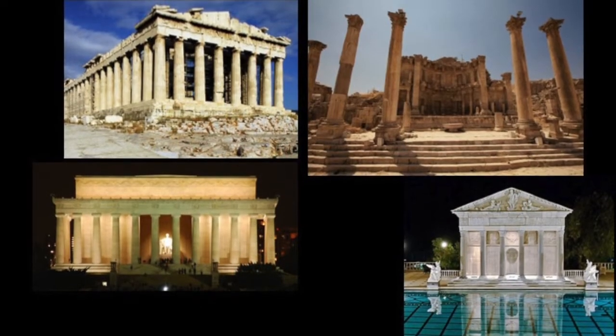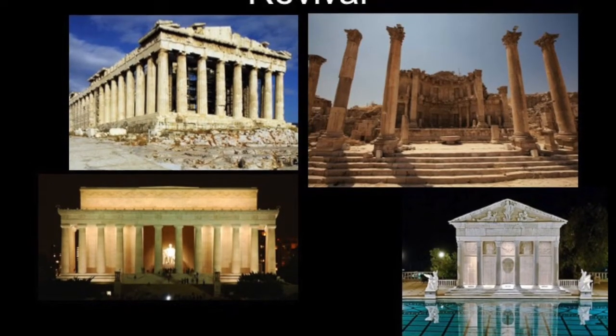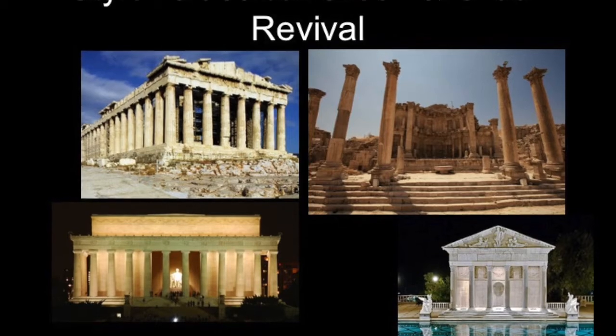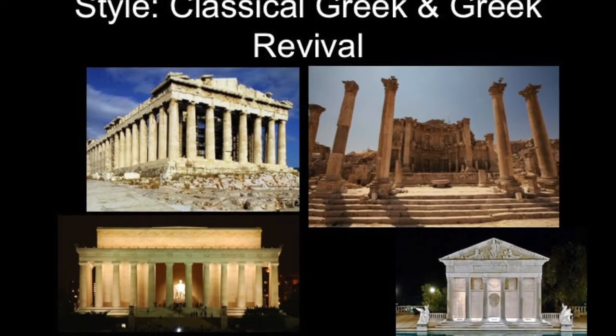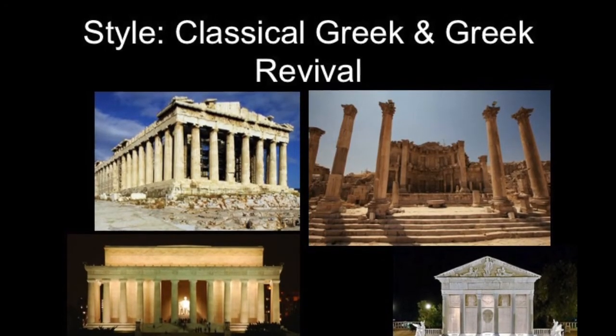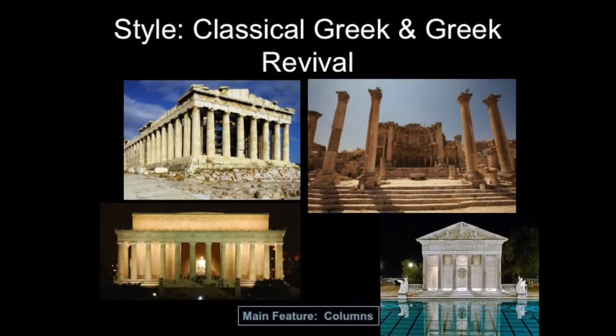The style of the two buildings on the top row are called Greek, and the bottom row is called Greek Revival architecture. Greek Revival is the name given to modern architects who use elements of the ancient Greek style. What design element stands out in these examples? The columns. Vertical lines impart a sense of strength.